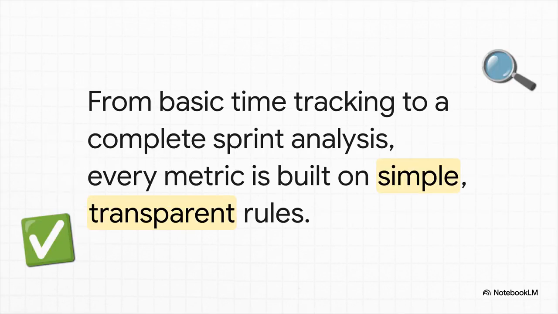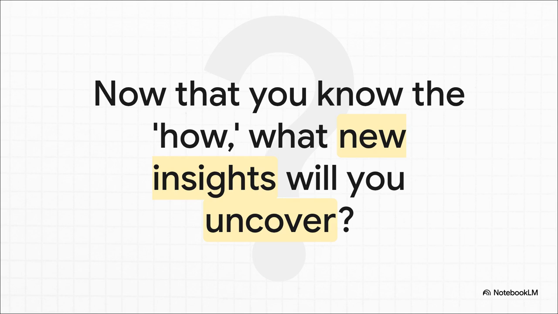So as you can see, there's really no secret sauce or magic formula here. From tracking a single minute in one status all the way up to analyzing an entire sprint, every single number you see is built on simple, transparent, and logical rules. And really, that's what this is all about. Once you understand the how behind your data, you can start asking way better questions, and more importantly, you can actually trust the answers you get. So I guess the only real question left for you is, now that you know how it all works, what are you going to go find in your data?